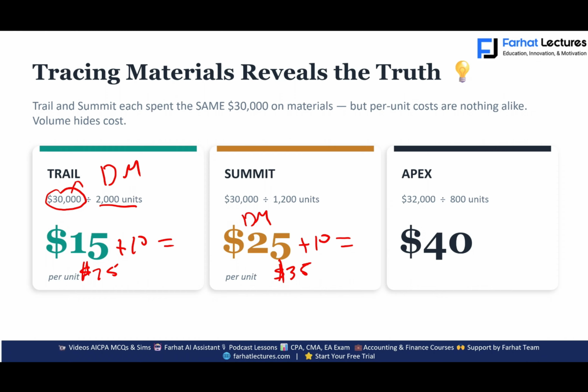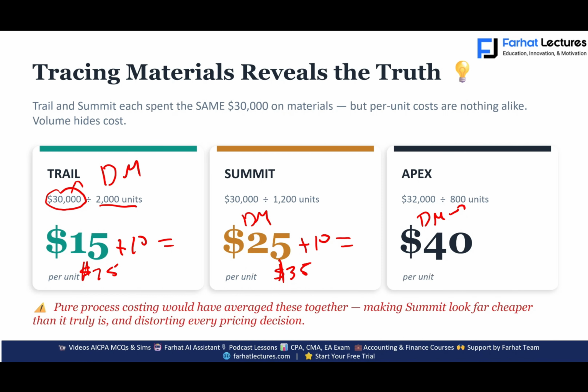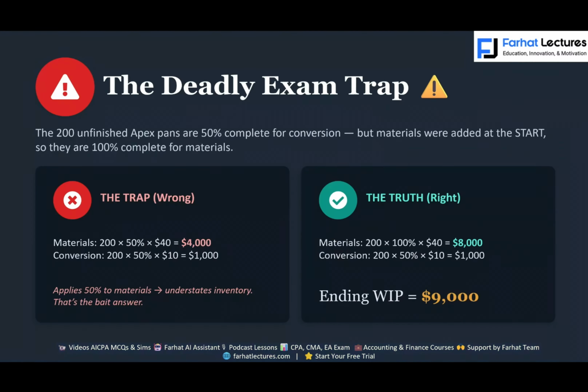Remember, the material is added at the beginning. Therefore, as far as the direct material, we would use the 800. Now, remember the conversion cost is only $10. If we average the material, it would make Summit look much cheaper than it truly is, and it will distort every pricing decision. So that's why we don't do that.